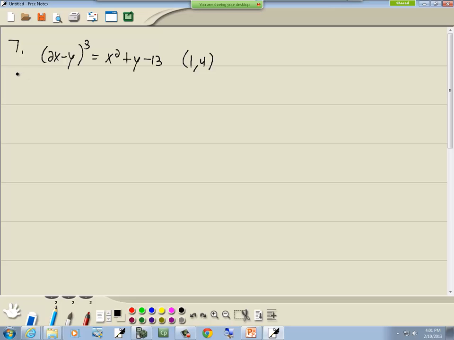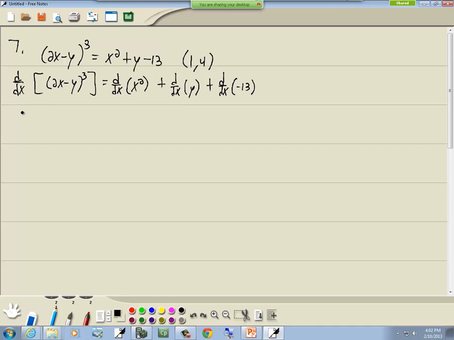So I'm going to take the derivative of everything where it's sitting. So I'll take the derivative of 2x minus y to the third. I'll take the derivative of x squared, the derivative of y, and the derivative of negative 13. Well, here we got parentheses to a power. So this is the chain rule, the general power rule. It says you take your power, put it out in front. What's inside the parentheses remains as is. You lower your power by 1, and then you multiply it times the derivative of what's inside your parentheses.